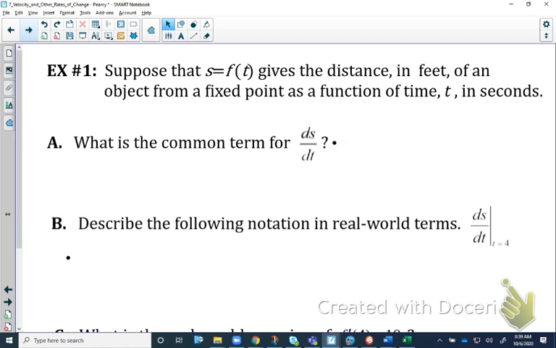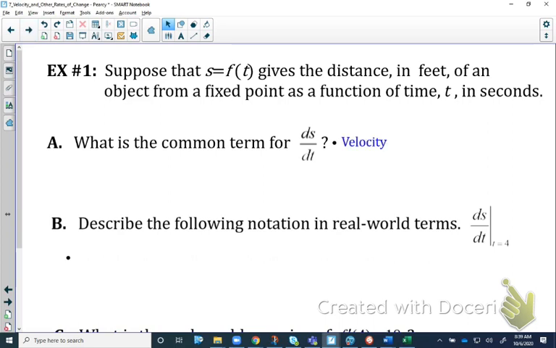Here, example 1, suppose that we have s equals s of t, which gives the distance in feet of an object from a fixed point after t seconds. So here, they're using that Leibniz notation to make sure that you understand what we're talking about. Here, ds over dt, time is almost always going to be the x-axis, and the s value, the ds portion, is going to be its height or its position above or below something, in feet in this case.